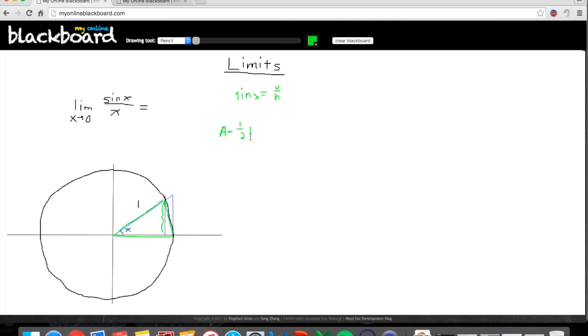The reason why I've extended this triangle is because I want the base to be 1. And the base over here is 1 because it goes from here to here, and that's the radius of the circle. The height is what we just found, sine x. So what we end up with is 1 times sine x over 2, which is sine x divided by 2.